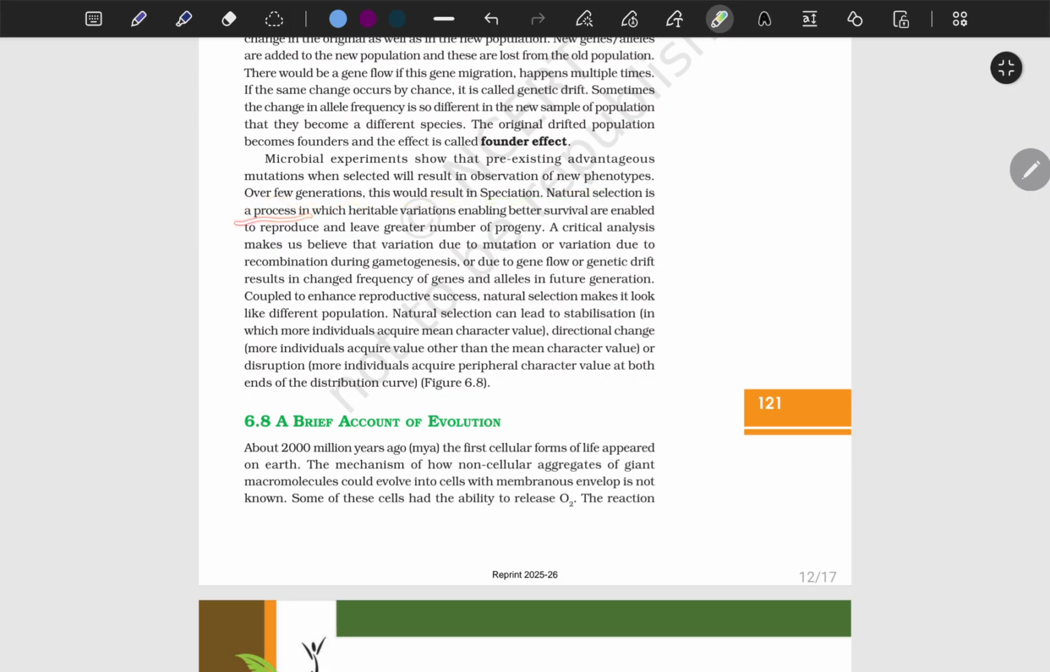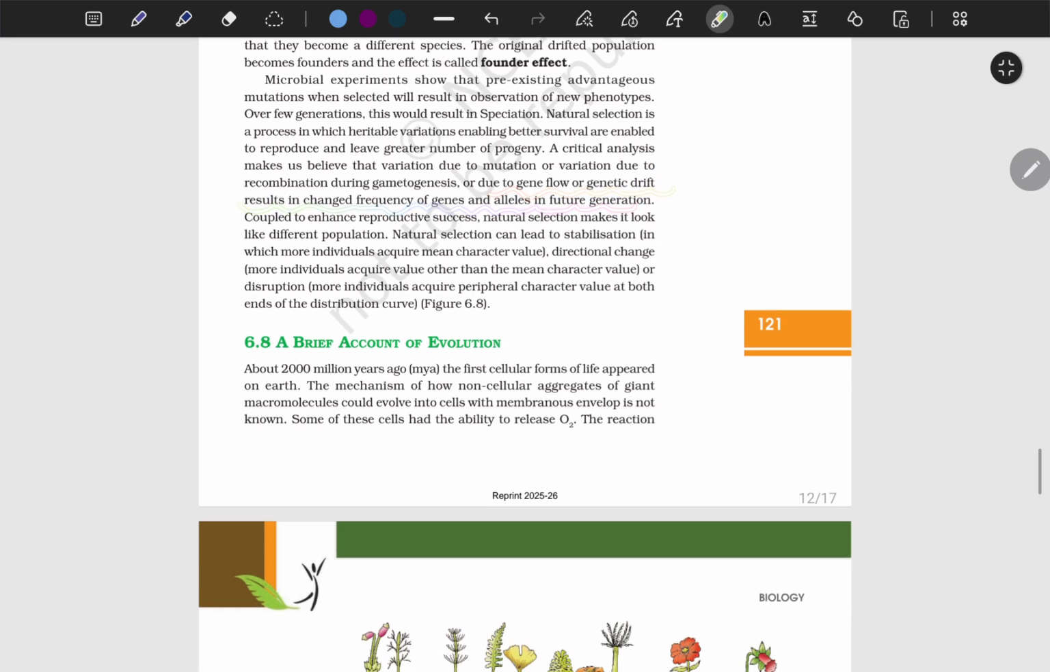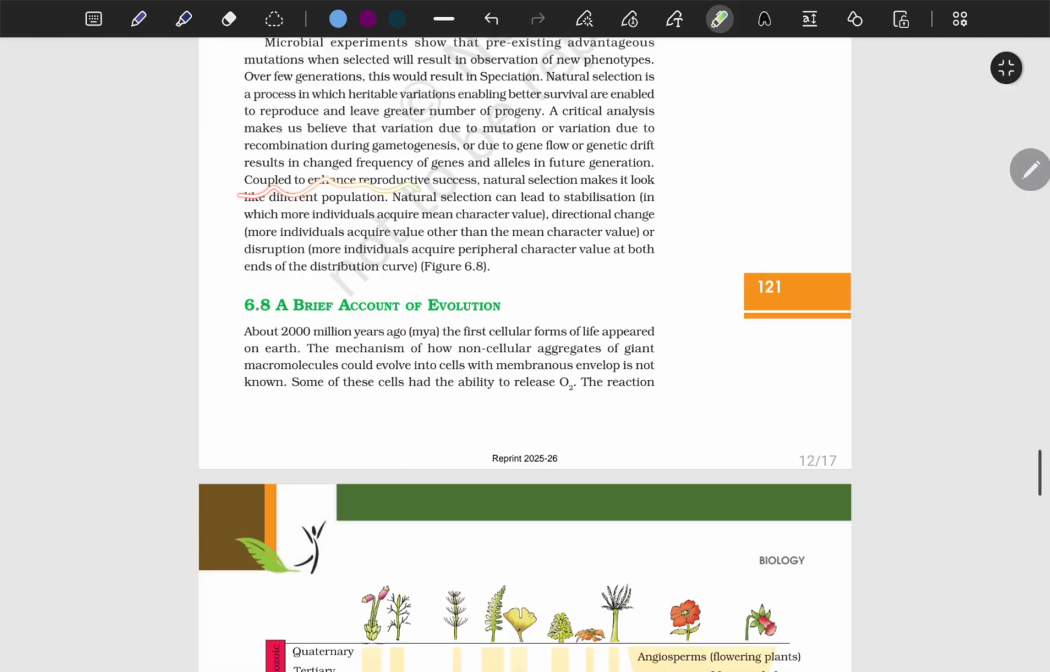Natural selection is a process in which heritable variations enabling better survival are enabled to reproduce and leave a greater number of progeny. A critical analysis makes us believe that the variations due to mutations, or variation due to the recombination during gametogenesis, or due to the gene flow or genetic drift, result in the changed frequency of genes and alleles in the future generations. Coupled to enhance reproductive success, natural selection makes it look like different population.